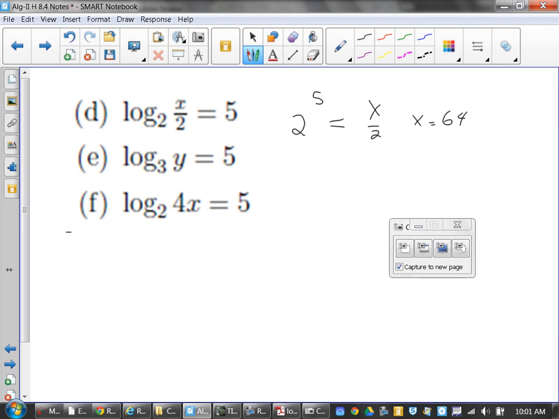Next one, we have 3 to the 5th is y. Well, we know 3 to the 4th is 81. Multiply that by 3. 243. And then lastly, 2 to the 5th is 4x. 8. Very good. Not so scary?